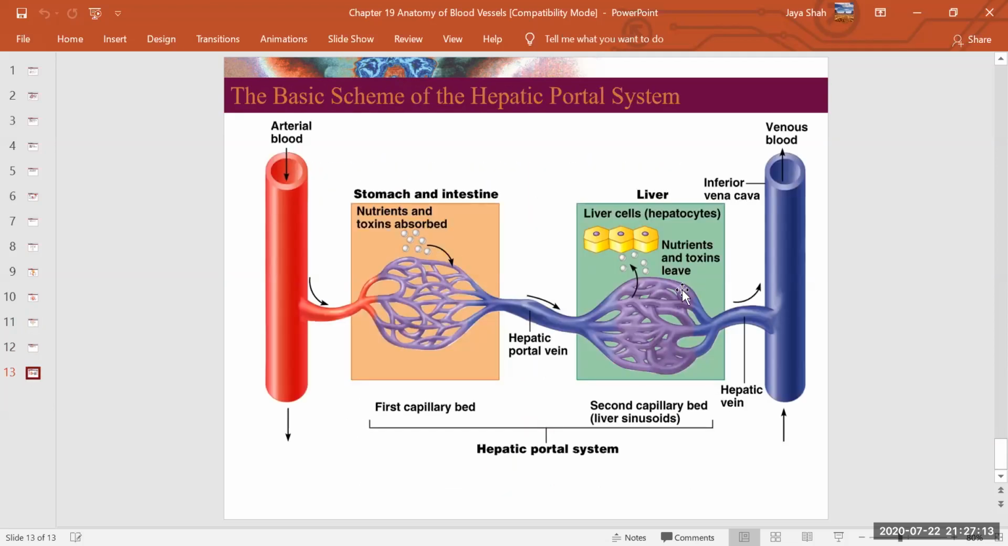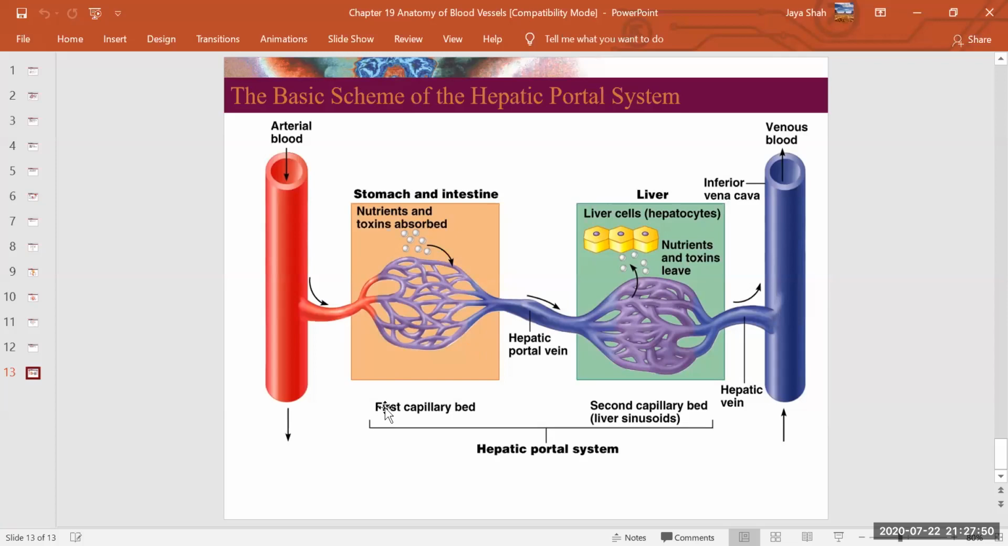So here in the stomach and intestine, what happens? The basic scheme of the hepatic portal system. The blood from your heart pumps and then through the artery, it becomes capillaries in your stomach and intestine, and that's why they absorb nutrition. You see, the carb and protein is absorbed here, whereas fat is absorbed into the lymphatic capillaries. So this is systemic capillaries.